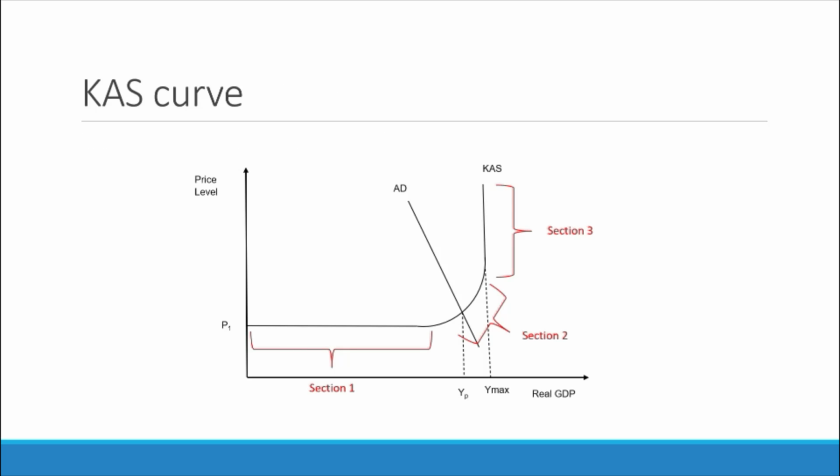Here's a Keynesian aggregate supply curve, which we will analyze in three sections. First is the horizontal section, which occurs in the recessionary gap. Second is as the economy approaches potential output. And finally is the vertical section. Notice that potential output is in the curvy bit of the curve and not in the vertical bit.